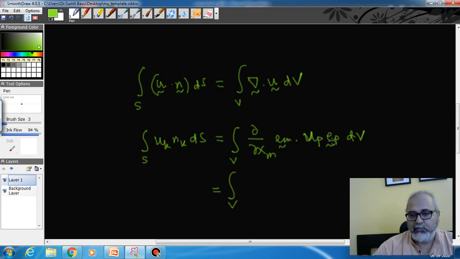So em and ep give you delta mp. The m will knock this off. So del up del xp dv. This is what the indicial notation form is.